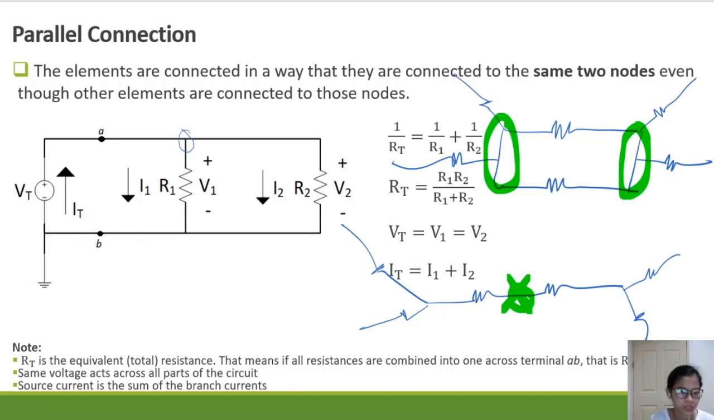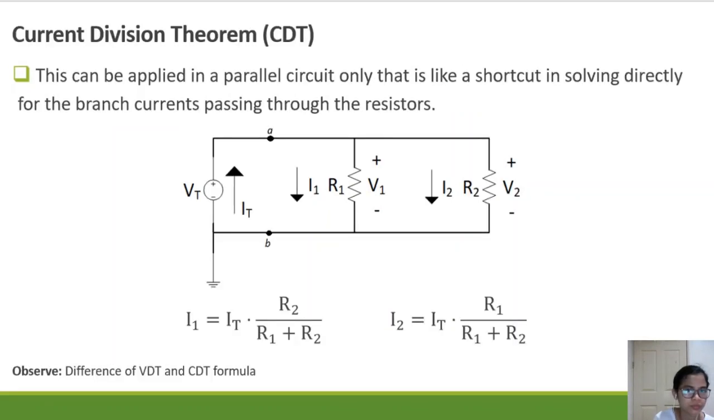So how about the current division theorem? This can be applied in a parallel circuit. The voltage division theorem, or VDT, is for series connection. The current division theorem is for parallel connection. For a parallel circuit, you cannot directly solve for I1 and I2 unless you have V1 and V2. But because of the current division theorem, you can directly solve for I1 and I2.